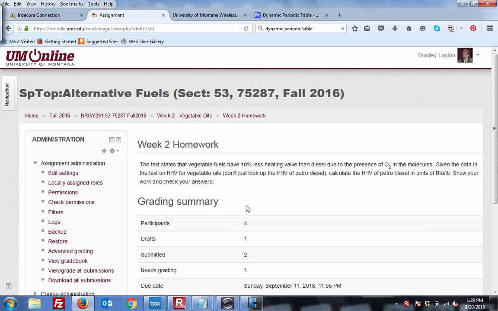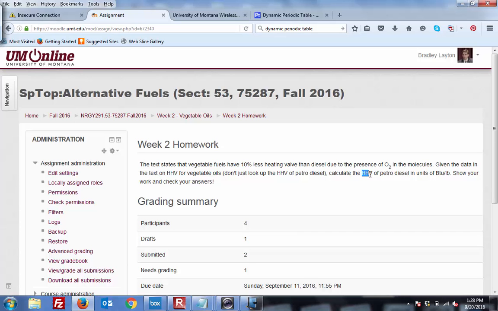Okay, so the text states that vegetable oils have 10% less heating value than diesel because of the oxygen in the, and actually I think to be more correct, there's no reason to put O2. You read that as oxygen, but just O, additional oxygen in the vegetable oil molecules. Given the data in the text for vegetable oils, calculate the higher heating value of petrodiesel.